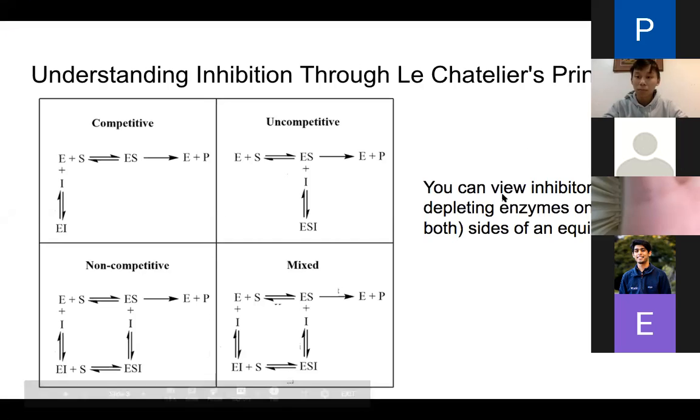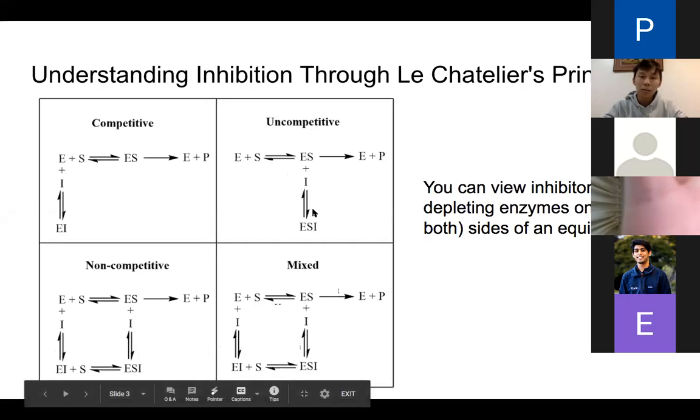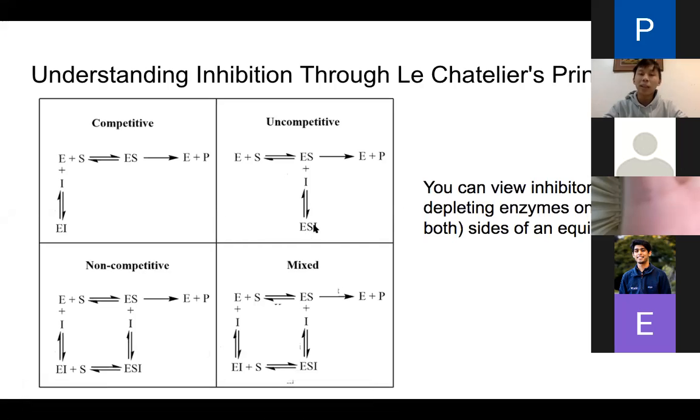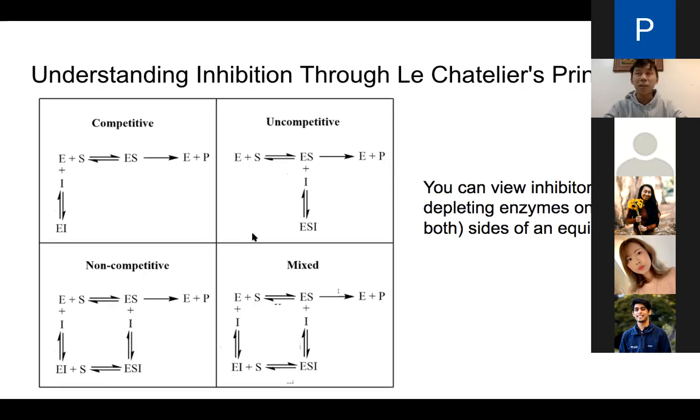Yeah, I have a question. For the top right case, for the uncompetitive one, is the binding irreversible for the inhibitor? Regardless of whether it is, it can be either. In this case, you can't tell from this diagram, as you correctly picked up. But the effect on Vmax and Km would be the same.